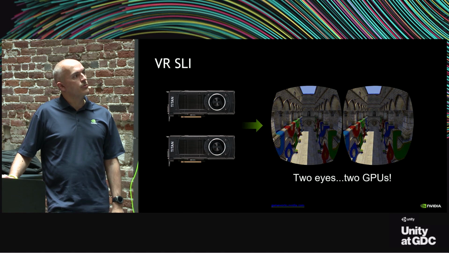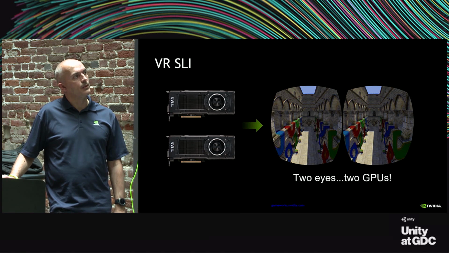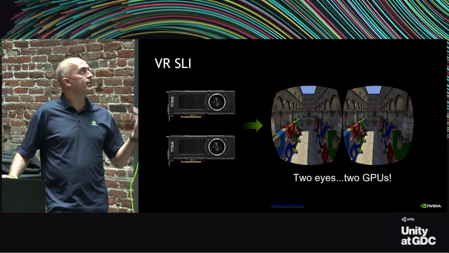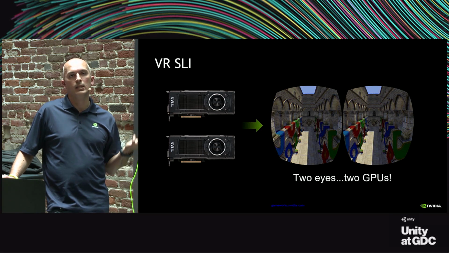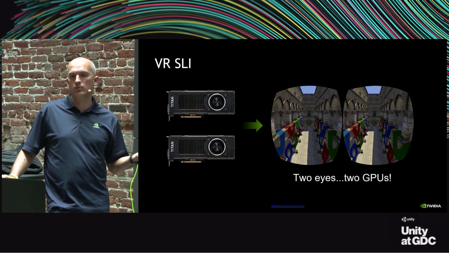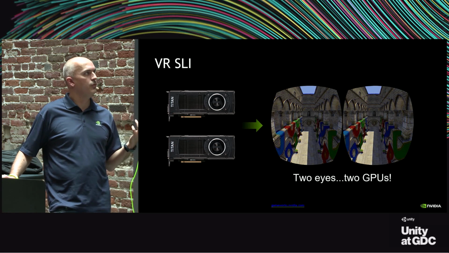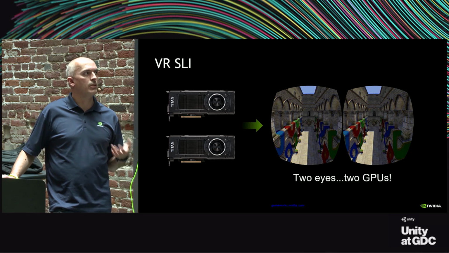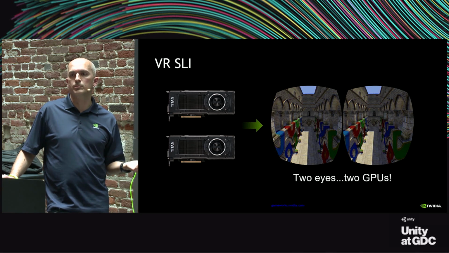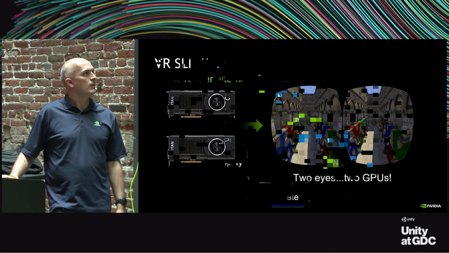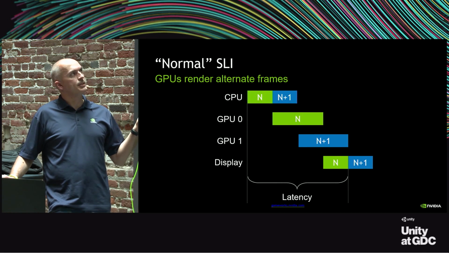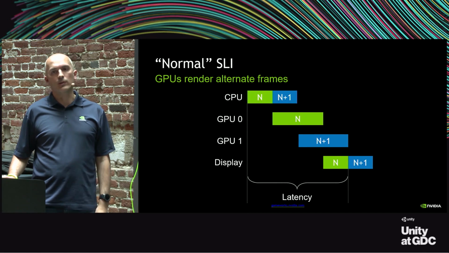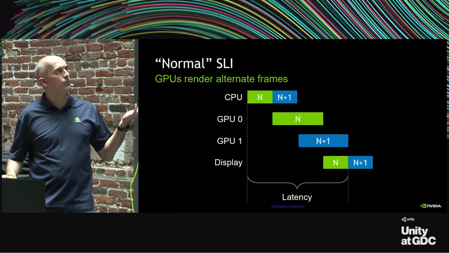The other feature which can also address the problem of processing geometry only once is obviously VR SLI. In VR we have two eyes, so it's logical that you would want two GPUs. If you have a system with two GPUs, you can dedicate rendering for each eye to a specific GPU. This is basically how standard SLI works, and it has been around for a long, long time.